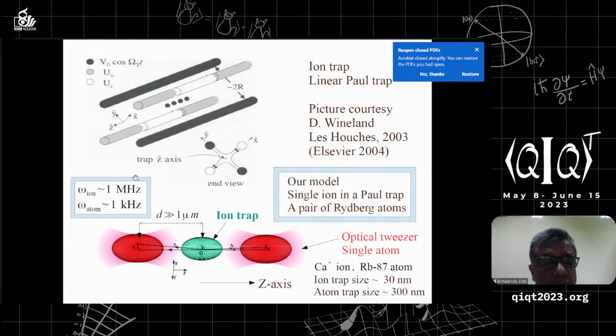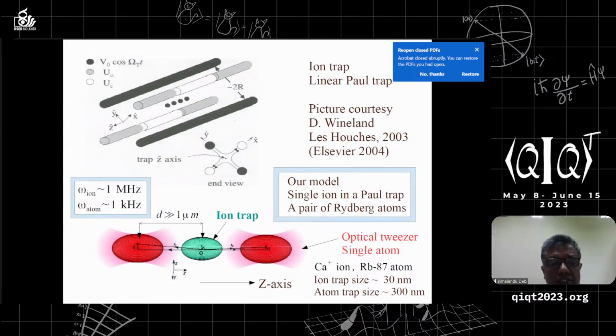This happens if the trapping frequencies in the radial directions are quite large compared to the axial direction. Typically in an ion trap, the trapping frequencies are of the order of 1 megahertz. So in our model, we consider not many ions, but a single ion in a Paul trap. It is possible to have a single ion in the potential minimum, and one can also cool the single ion in the trap. And then we consider a pair of Rydberg atoms.